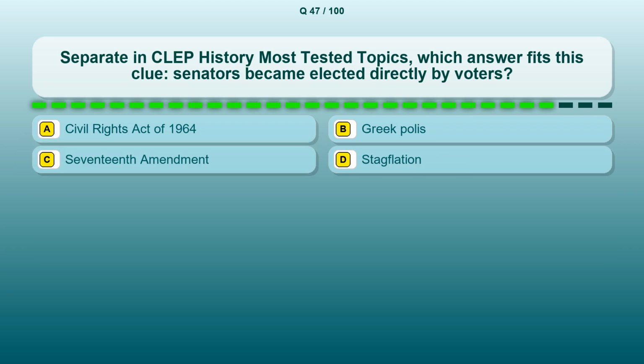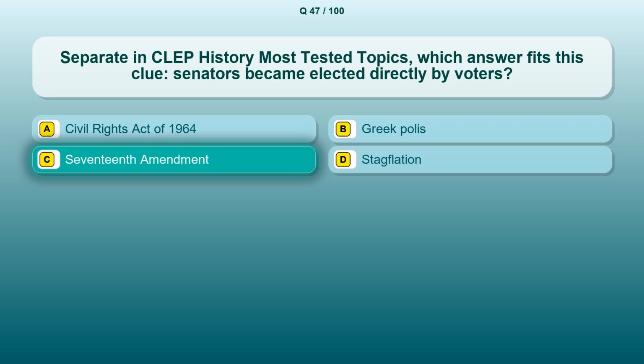Question 47. Separate in CLEP history most tested topics, which answer fits this clue? Senators became elected directly by voters. Option A, Civil Rights Act of 1964. Option B, Greek polis. Option C, 17th Amendment. Option D, stagflation.